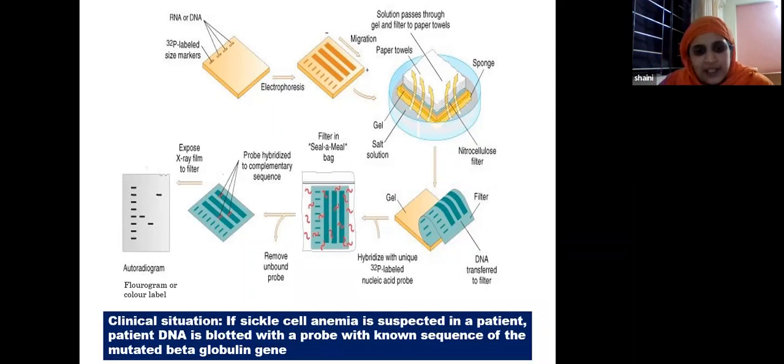Just to tell you about a clinical situation, in sickle cell anemia, if a patient is suspected of having sickle cell anemia, what we do is the patient's DNA from a blood sample is blotted with a probe with the known sequence of the mutated beta globin gene. So if it is present, it will go and bind and you get the color coding.